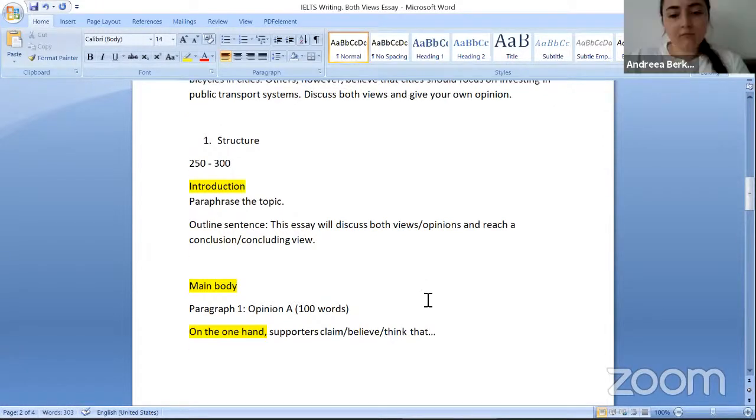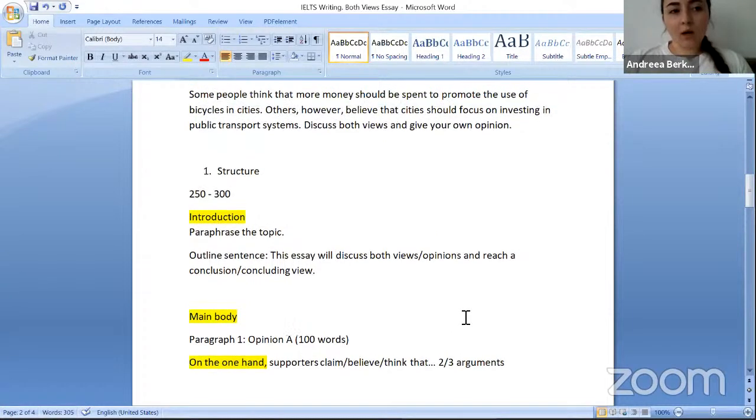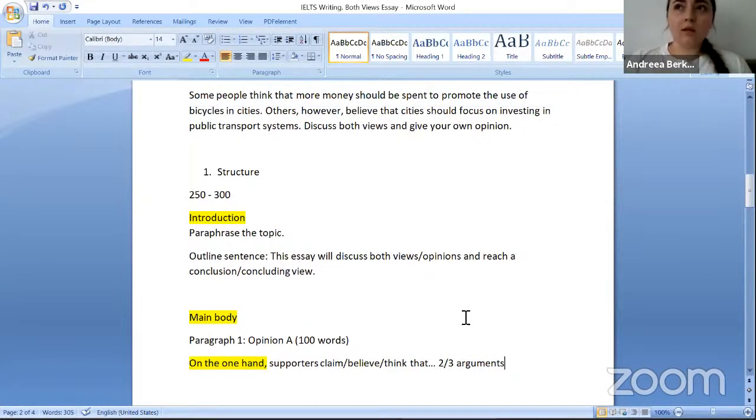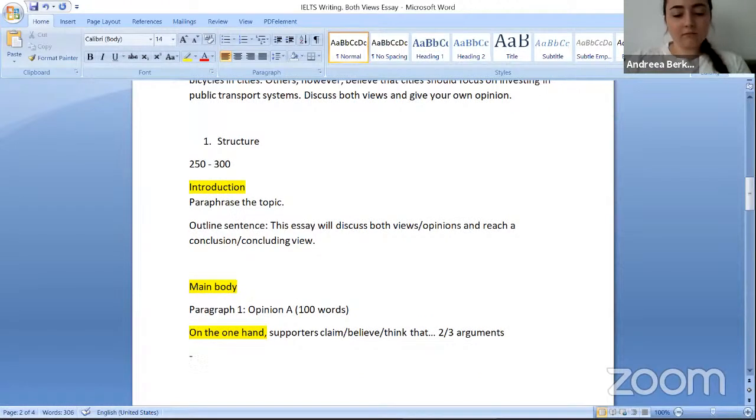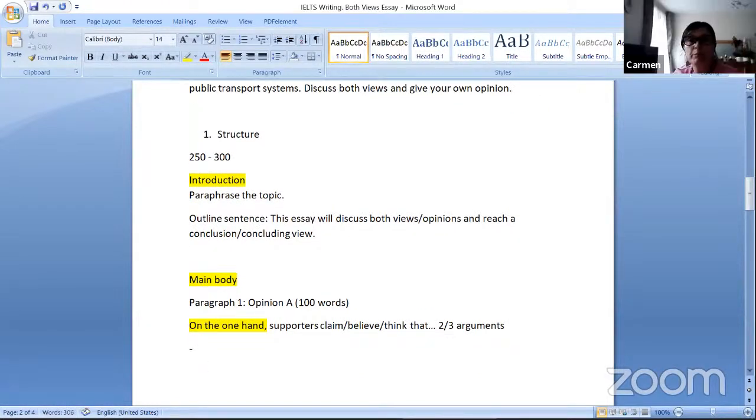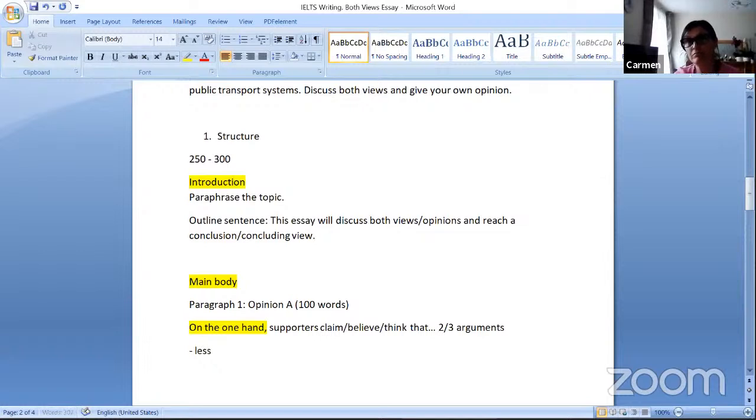And here we have to give 2 or 3 arguments why this is a good idea, why the cities should invest money in promoting bicycle use. So this is what we should think about now. 2 or 3 reasons why this is a good idea for this first opinion. Less pollution. Pollution, yeah. Helping with the physical health. Okay, because you exercise while going to work, for example.